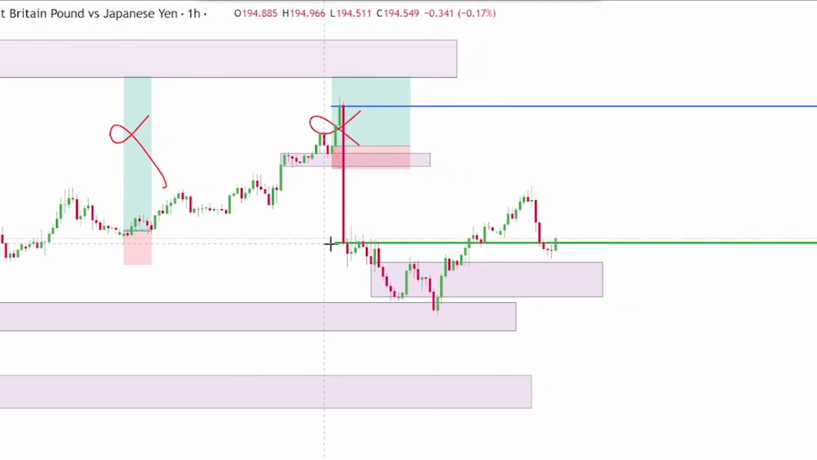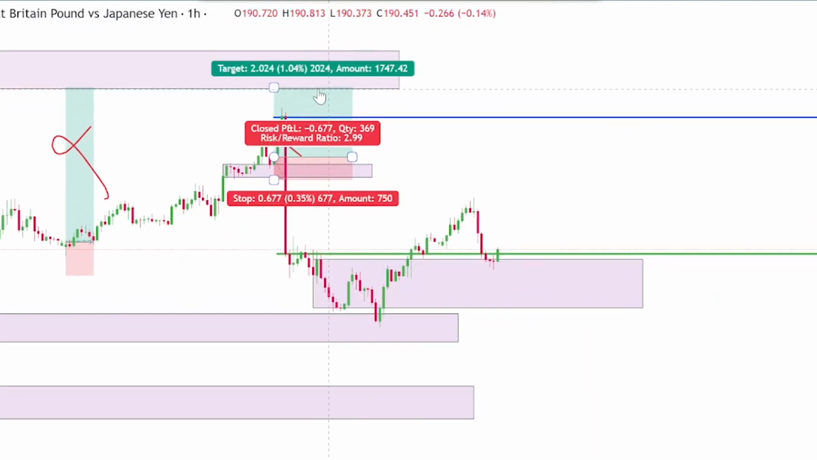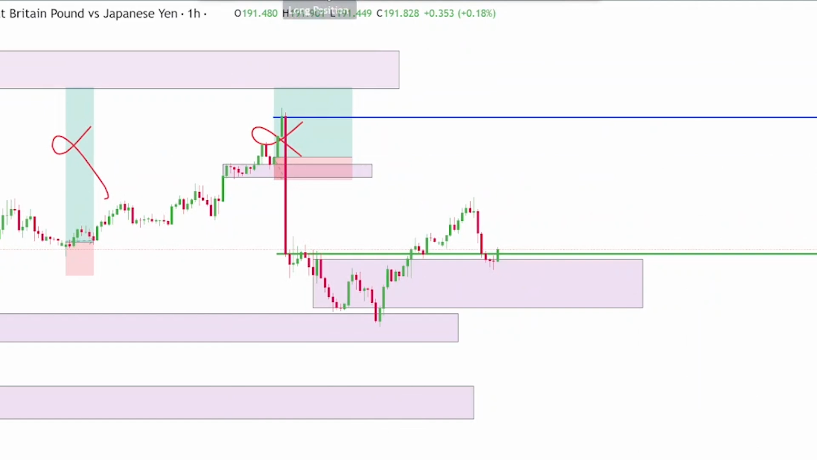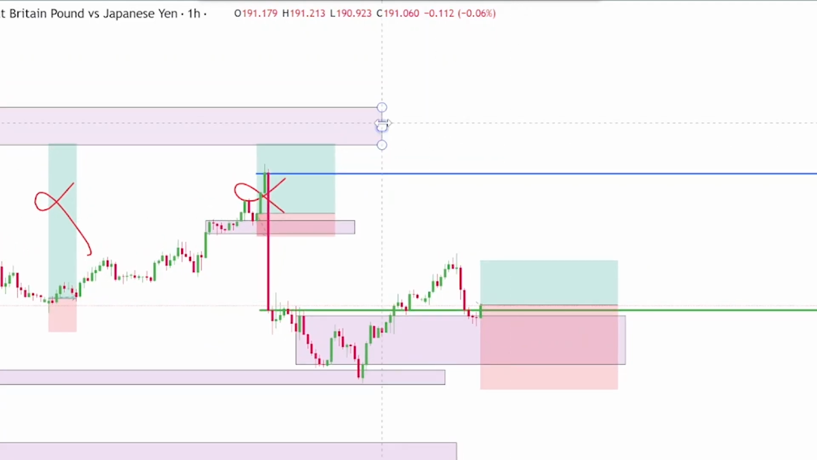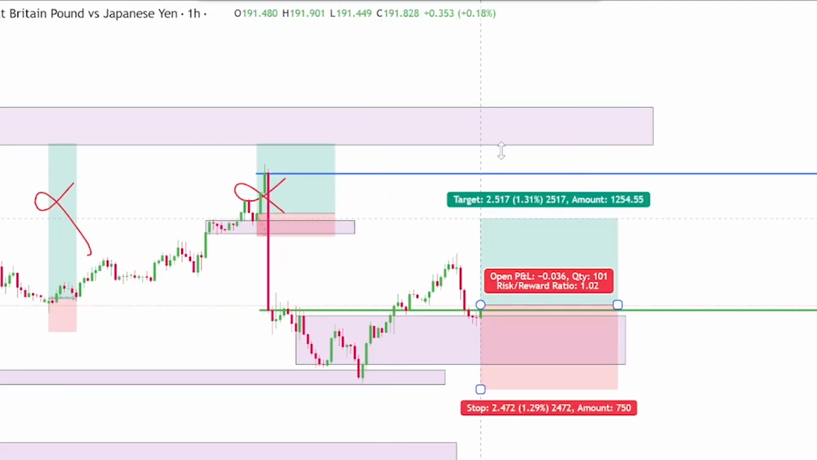As long as we are retracing from this area, this is in general an area I've been looking to buy from. I'm going to be taking a buy from there, and then my stop loss will be below this area. Stop loss is below this area. Then my target is still the same.